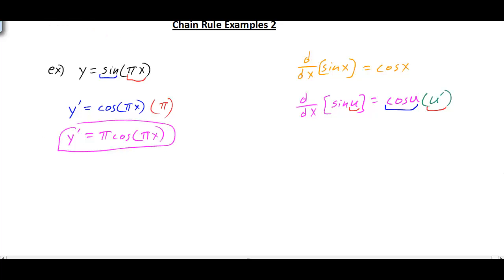Okay, so once again, we're taking the derivative of the outside. So this is really the chain rule, and this is the chain rule based on the derivative of the sine function. Derivative of sine is cosine, and then whatever the inside function is, this u. So in the example we have, our u is the pi x. We have to take the derivative of the pi x. So if we think of this as the pi x, if this is our u, then this here would be u prime.